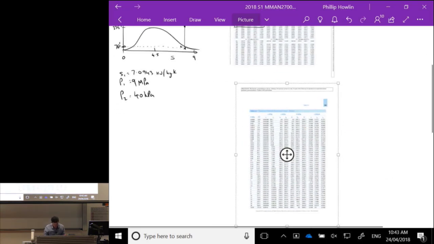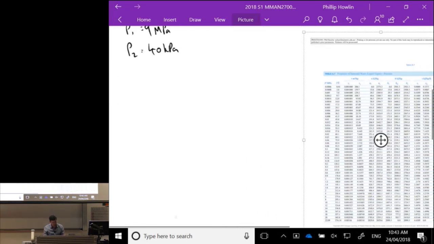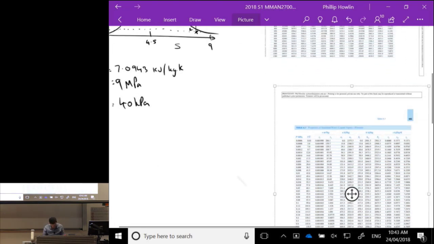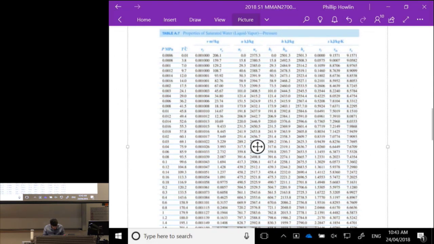So with a known S value of 7.1-ish and a known pressure of 40 kilopascals, which I think is this one here, 76 degrees.